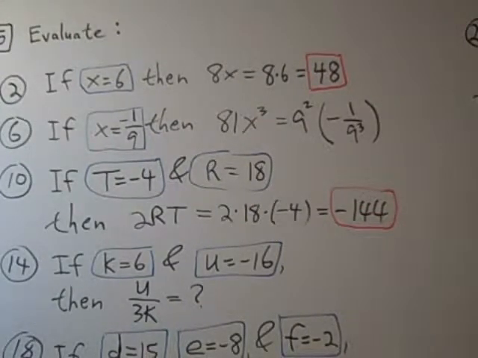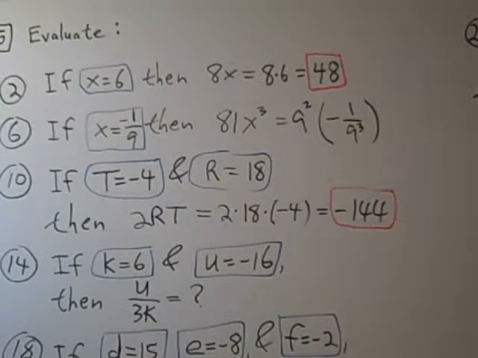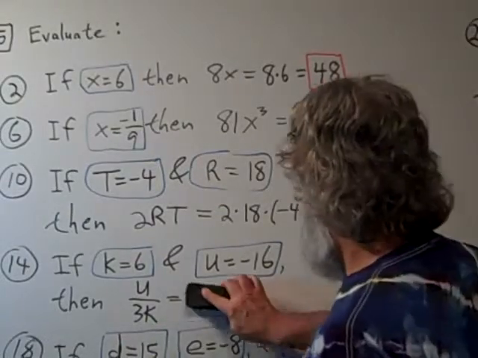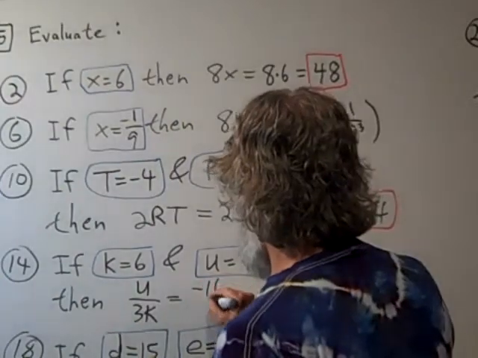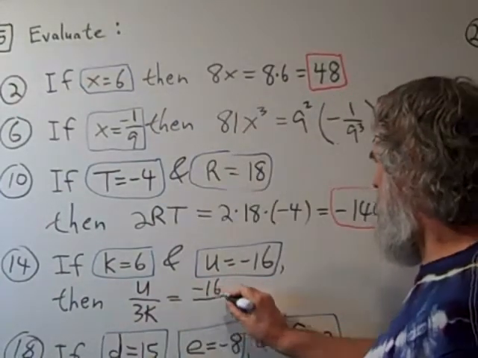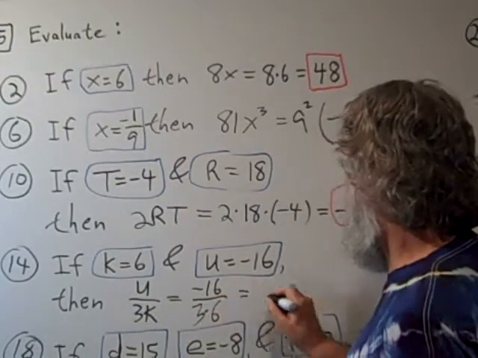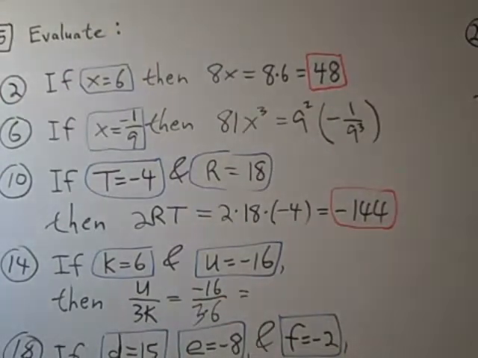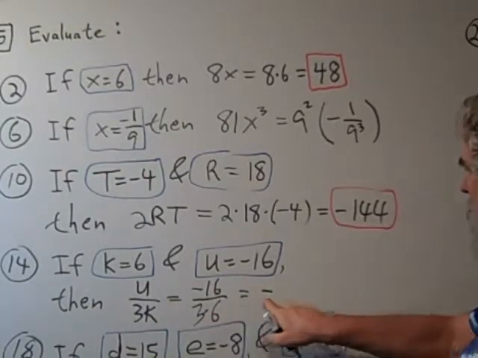Now for number 14, if k equals 6 and u equals negative 16, then u divided by 3k is equal to negative 16, that's u, divided by 3 times 6. Let's factor everything completely. That's negative, because a negative divided by a positive is a negative.